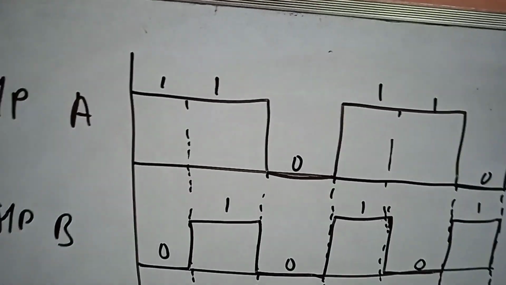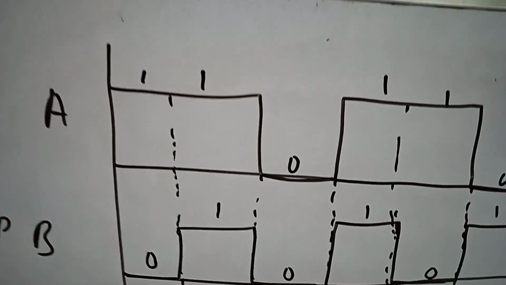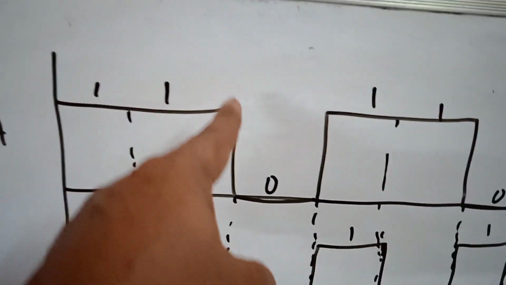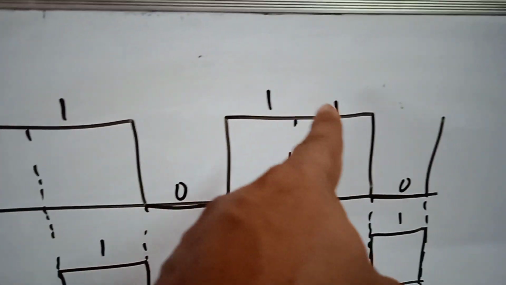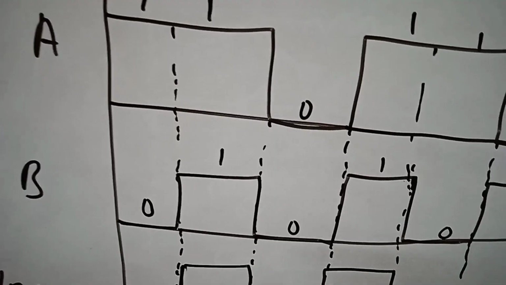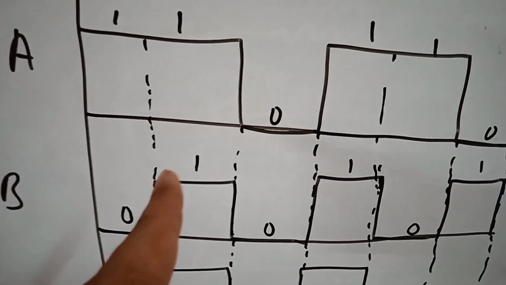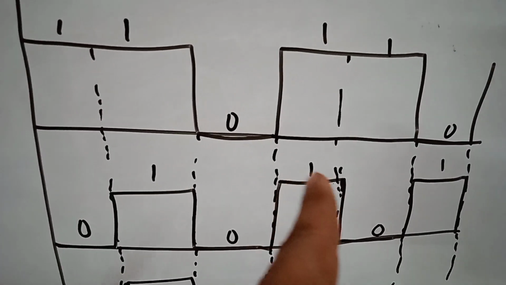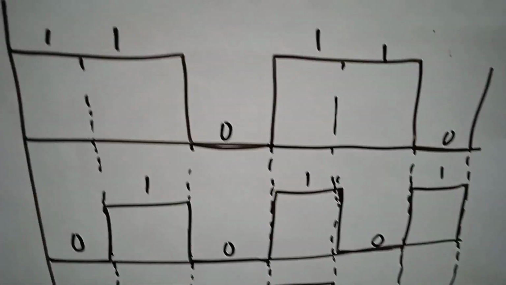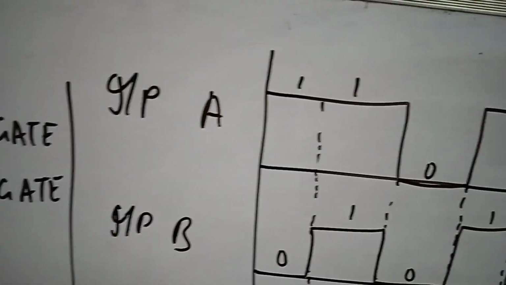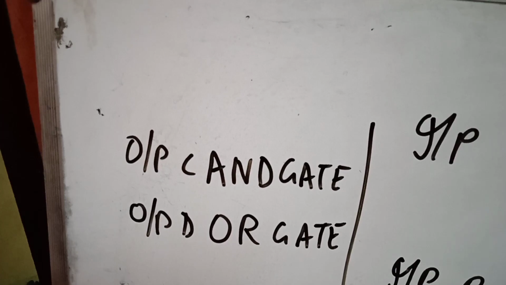So this is input A. Input A is this one, that means above is always 1, and below is 0, and this is 1, and again it is 0. And input B, this is 0 and this is 1 and this is 0, again it is 1, again 0, and again 1. Now the first question they have asked, output C will be passed through an AND gate.